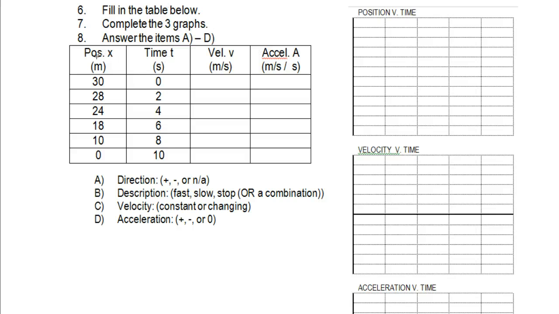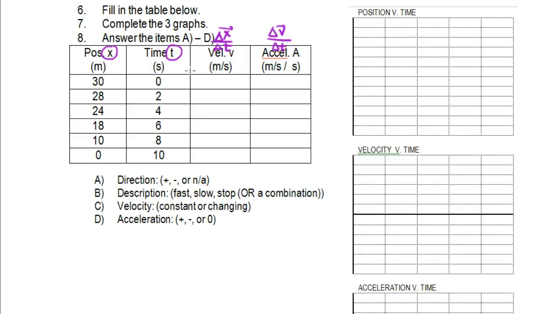We can see we have a position, time, velocity, and acceleration. And so what we want to do first is remember that velocity equals delta x divided by delta t. Acceleration equals delta v divided by delta t. Okay, these are all vectors here. So we have to look at position, x, and then time, t.